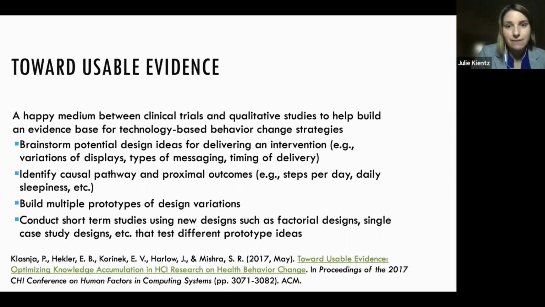These might be things like factorial designs, where you identify the different questions you have, and do small experiments where maybe you give half the participants a version that doesn't have the visualization and half a version that does, testing some of these outcomes at a feature level. The process is brainstorming different ideas, identifying a causal pathway and proximal outcomes. So instead of something like tracking weight loss, which is a far-off outcome, maybe you're looking at something like steps per day, or daily sleepiness scores on a sleepiness scale. What is something you can measure very frequently and test on a short-term scale?